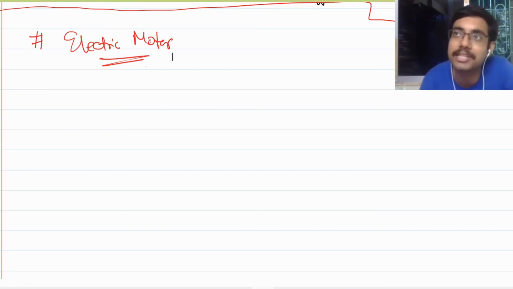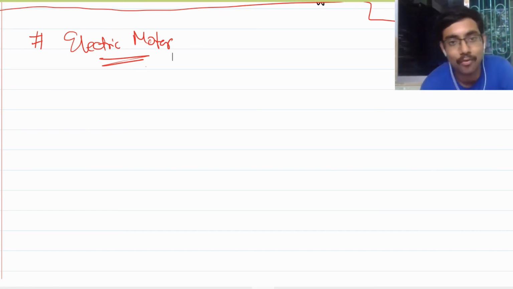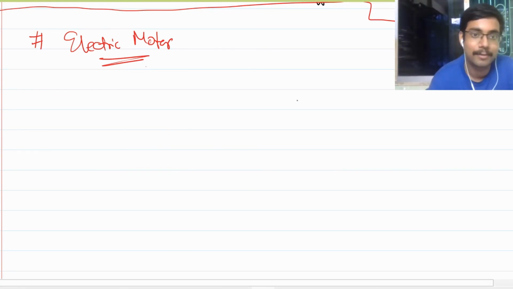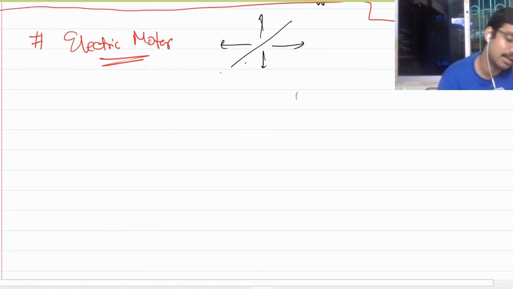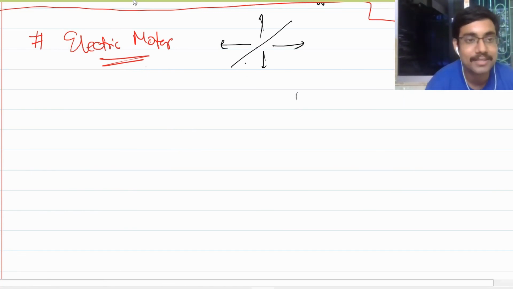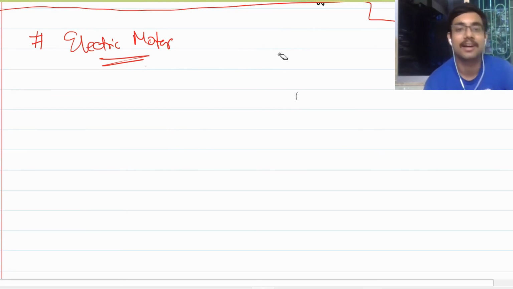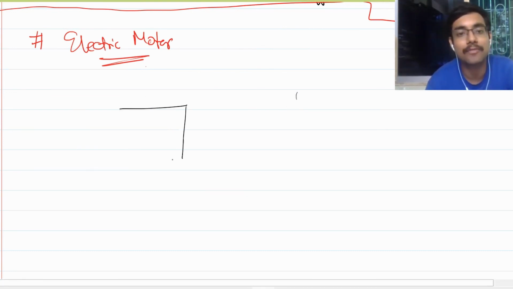I want you to appreciate how intelligently the design was done. Because if you have a straight conductor, it would move in one direction under the influence of a magnetic field. It won't rotate. But we have a system of current carrying conductor that we have used to rotate. This is a phenomenal work of engineering. This is what I want you to explore.